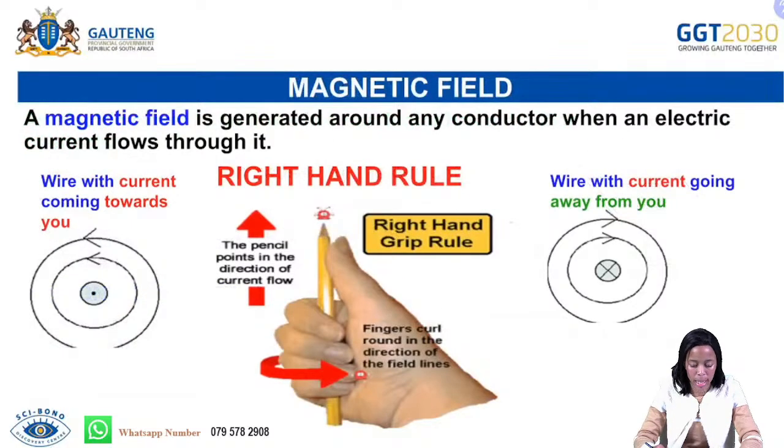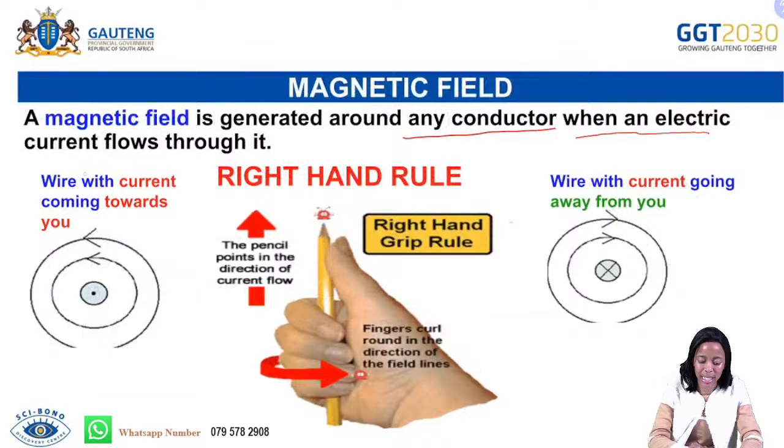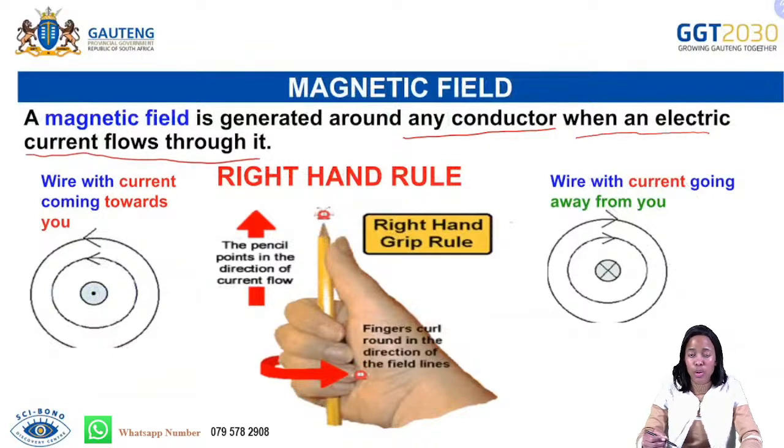Okay. Then it says here, a magnetic field is generated around any conductor. Remember, by the word conductor, it means a wire. So a magnetic field is generated around any conductor when an electric current is flowing through it. Okay, so we are therefore saying that we are going to have a magnetic field when current is flowing. Where is this current going to be flowing? It's going to be flowing in a conductor.